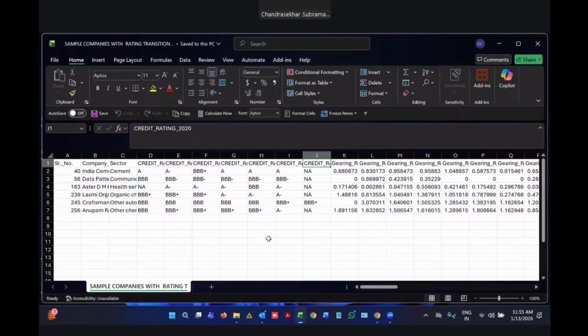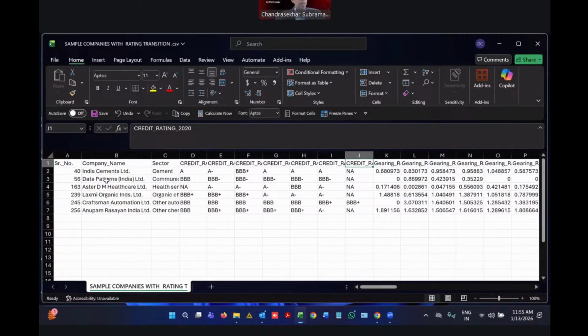This is only a sample I am showing. This company is India Cements. Then we have Data Patterns, Aster Healthcare, Lakshmi Organic. This is for your demo, I pulled it out from those 400 which you analyzed. There is something called Anupam Rasayan.